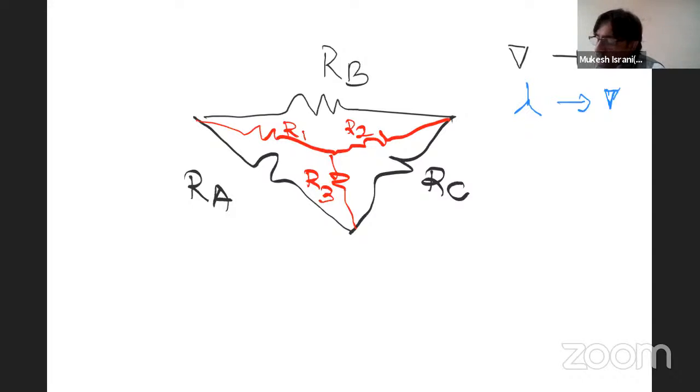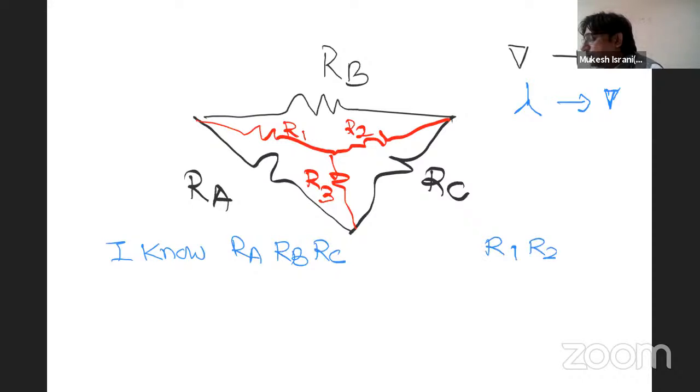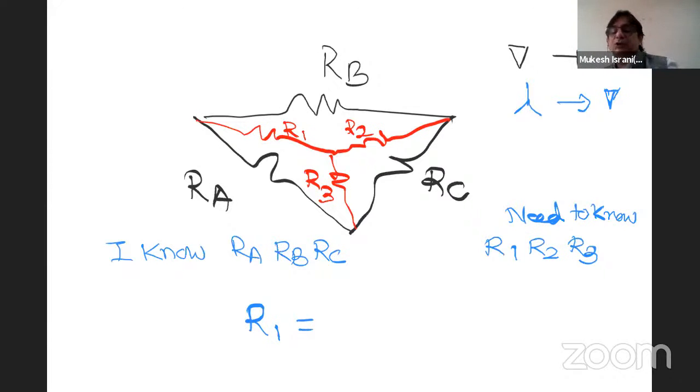Now let's say that I know RA, RB, RC, and I want to find out the values of R1, R2, and R3. So I need to know. Is that okay? So what will be the formula for R1? Can you tell me what are the two adjoining resistances to R1? Which two resistances are on either side of R1? RA and RB.